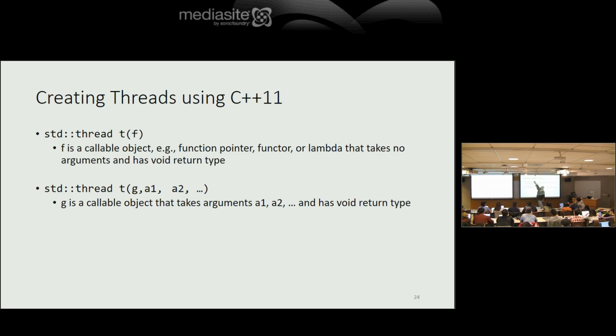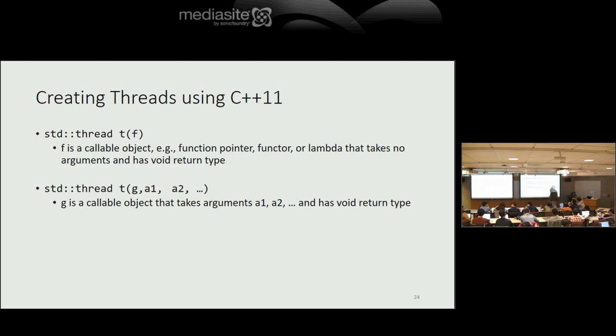We can create a thread this way, with TF, and this assumes there are no arguments. But if I have a function G that takes some number of arguments, A1, A2, and maybe something else, I can just pass it G and pass it those arguments. This is a variadic template function. We haven't talked about variadic templates. I will talk about them, but probably not until very close to the end of the course, because we ran out of time when we were talking about templates. Variadic templates are a way of defining a function that takes an arbitrary number of arguments. It's really useful. Threads use it, and occasionally you would want to use it.